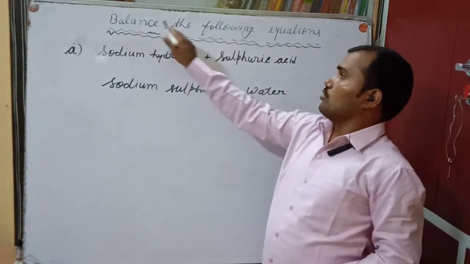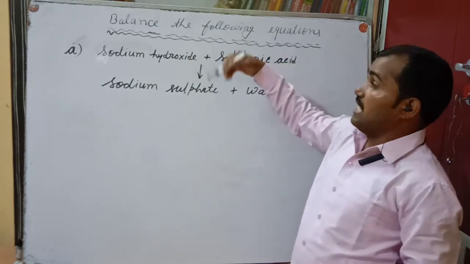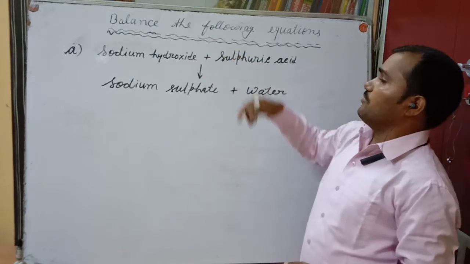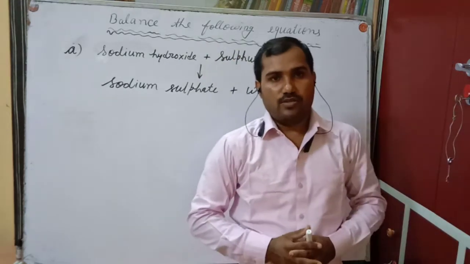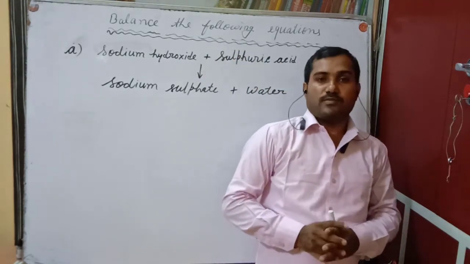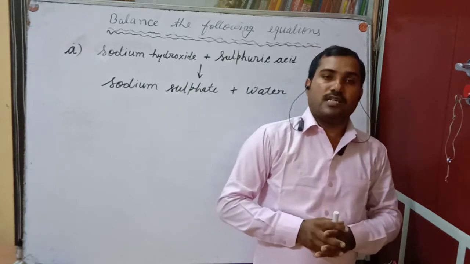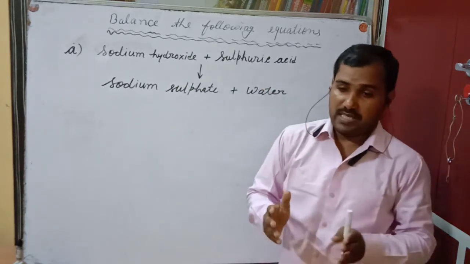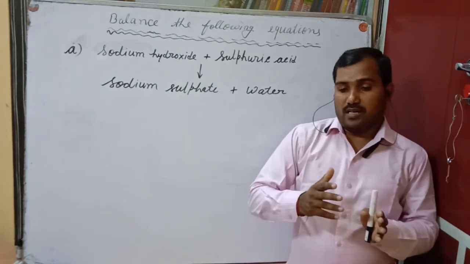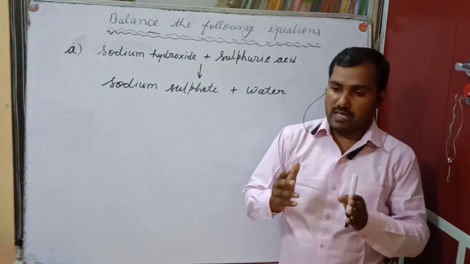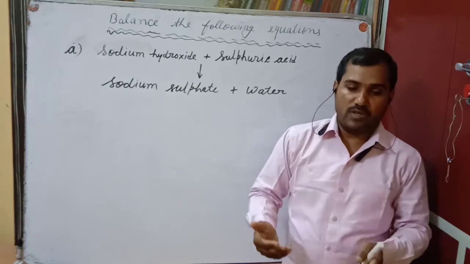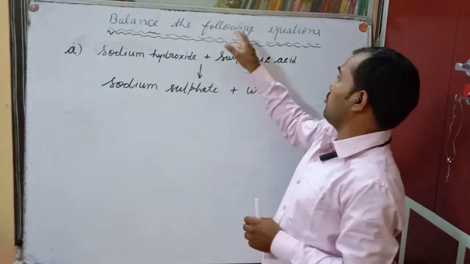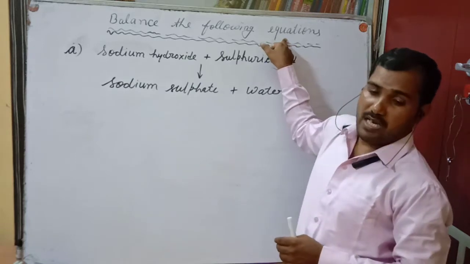We have to discuss the balancing of the chemical equation. I have given it in the form of a question: balance the following equations. Dear students, a chemical equation is the representation of a chemical reaction. Whatever is happening in a chemical process, we represent in the form of a chemical equation.